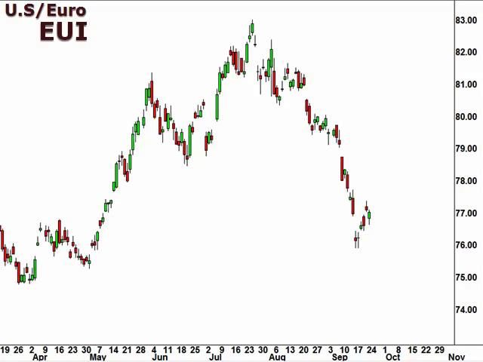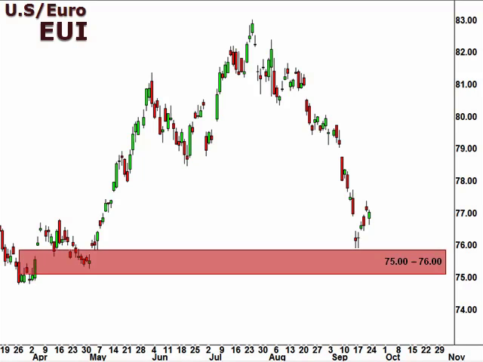Let's take a look at the EUI, the US dollar versus the euro. Well, the EUI bounced at the 76 support, and a reversal is likely to test lower towards 75. However, a break above 77 suggests a continuation higher. The trend in force remains to the downside.